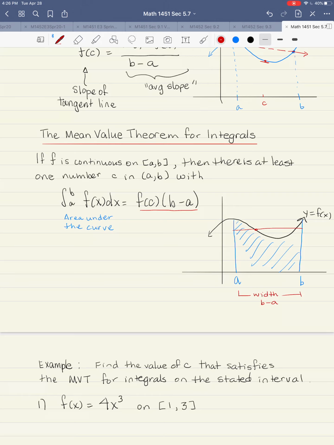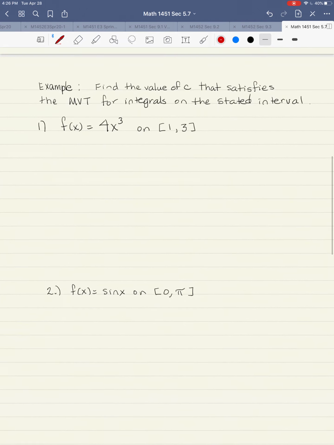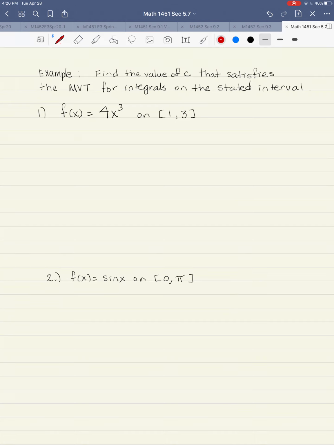So let me just kind of guess a value here. And maybe this box right here has the same area as the blue shaded area. The area of the box with height of f of c and width b minus a gives us the same as the area under the curve. Kind of interesting, but it works.